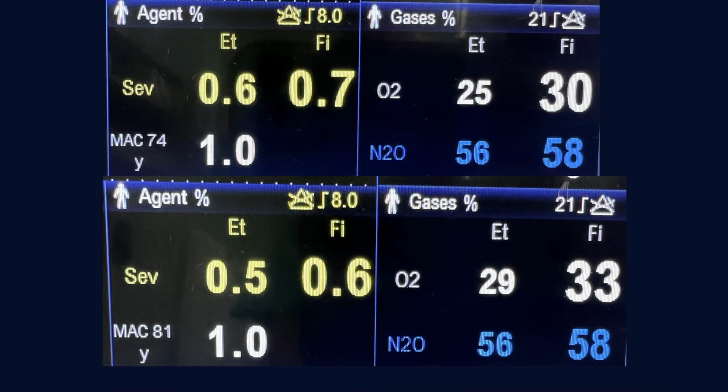Here are the images of a 74-year-old and an 81-year-old who were breathing sevoflurane and nitrous oxide. Note that you don't have to put in the patient's gender. You can see that the workstation has calculated both as receiving 1 MAC at the corresponding concentration of sevoflurane, and that may be a lot lower than you're used to using. I would strongly recommend that if you use MAC as a target, you put the patient's age into your monitor. Let the monitor do the work.